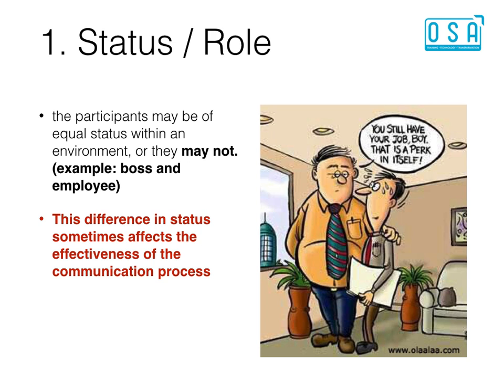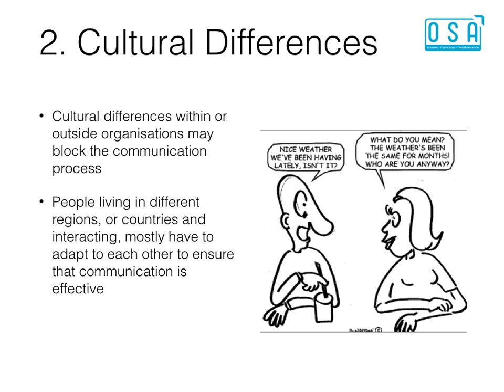First, the status or role. If the two people involved in a conversation do not share the same status or role, it could be an interference. Participants may be of equal status within an environment or they may not. An example could be a boss and an employee. This difference in status sometimes affects the effectiveness of the communication process.